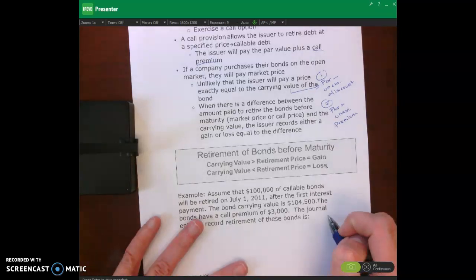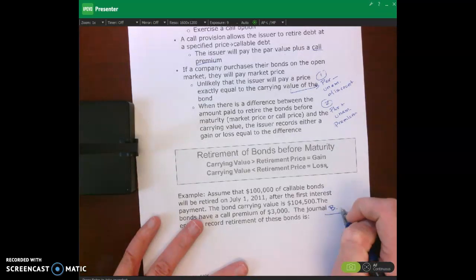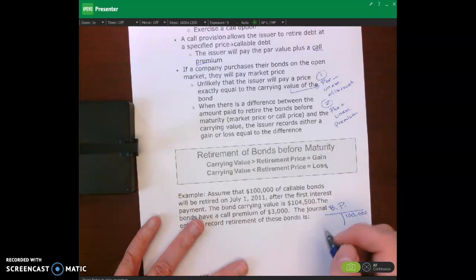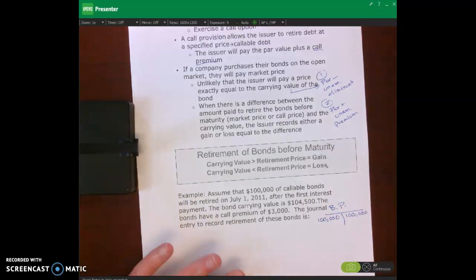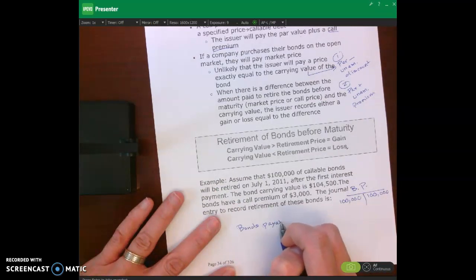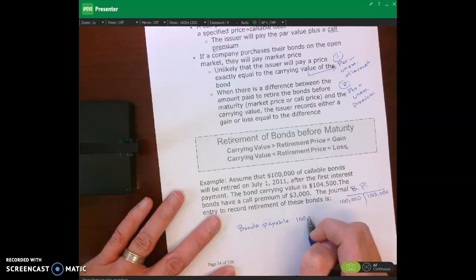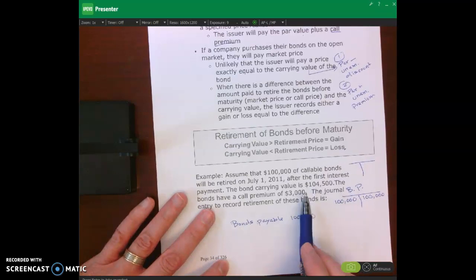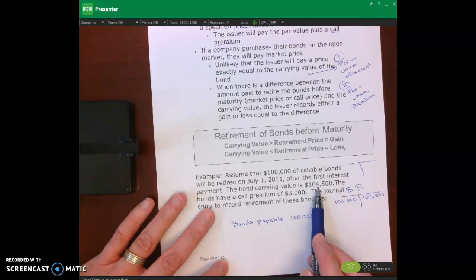Okay, so let's talk about this journal entry. When we think about this in terms of our T accounts, we have our bonds payable. Remember when we issued it, we had $100,000 over there. So when we retire this debt, we know for sure we're going to debit bonds payable, because that zeroes out the bonds payable liability account. So I'll debit bonds payable for the par value of $100,000.